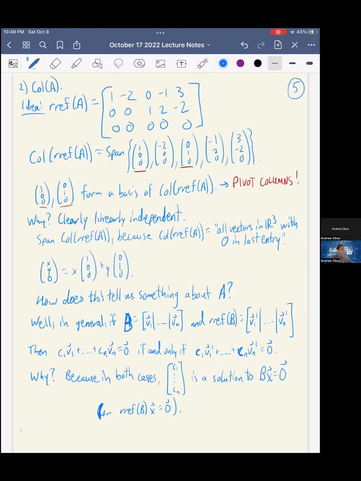So another way of phrasing this, in other words, linear dependence relations for columns of B correspond to those for columns of row-reduced echelon form of B.